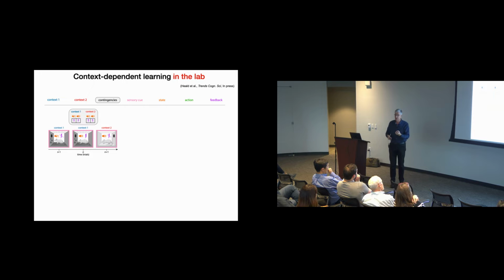And the critical idea is the world presents different contingencies to you. And by contingencies, I mean the statistics of the sensory cues, the states, the feedback in terms of errors or rewards, and how they depend on actions.